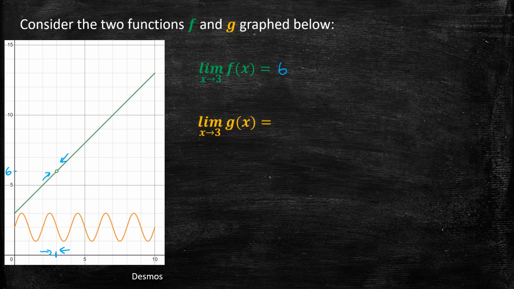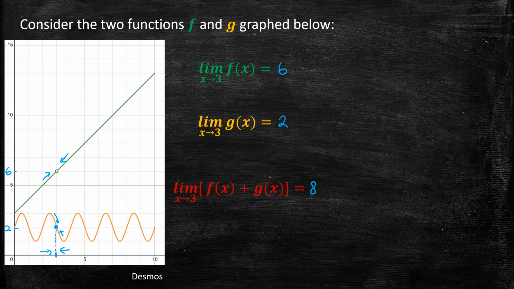Now what about for the orange graph, g of x? So now we need to just look at what's happening at x equals 3 on here. It's continuous, so therefore we're pretty confident that the limit of this is 2. So let me pose this question to you. What would the limit as x goes to 3 be of the sum of the two functions? So intuitively, you would think, well, you'd probably just add the two limits. So 6 plus 2 suggests that the limit would be 8.